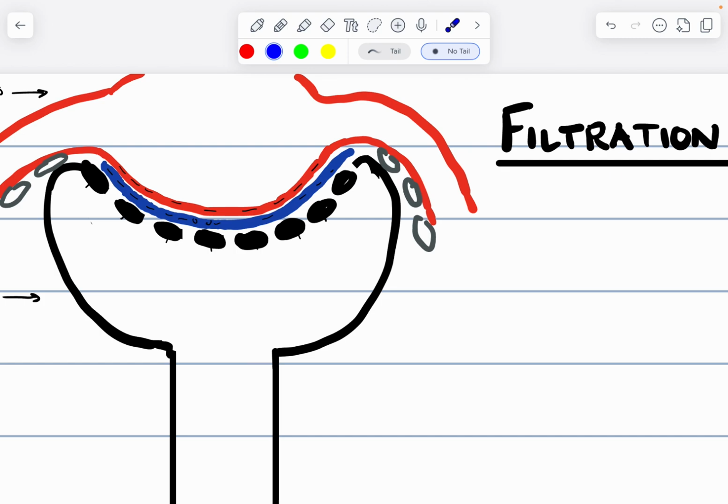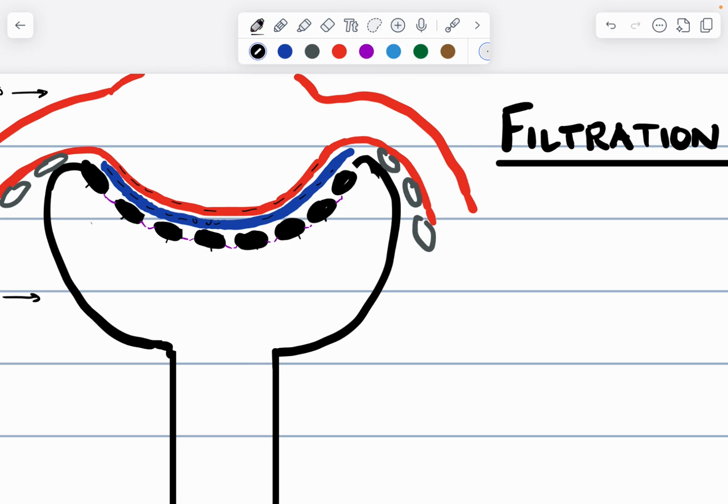It also has gaps in it, and we call those filtration slits. The filtration slits are bridged by proteins, which we didn't draw, but they're bridged by proteins right here. There's a bunch of them, but most of them are nephrin. Could be neph1, or I think podocin is another one. These make up a thin diaphragm here, and they are size and charge selective as well.